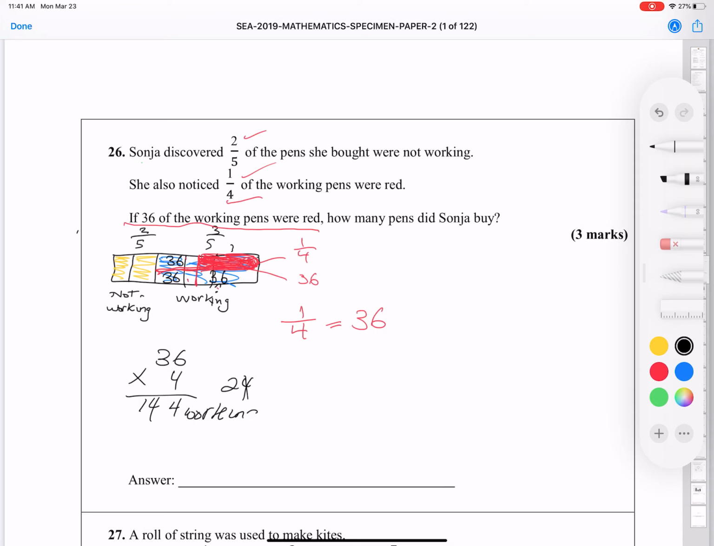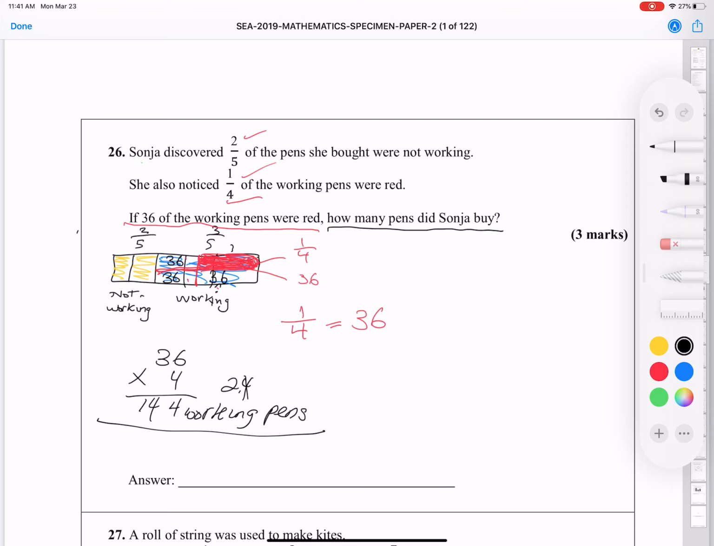Words do help you in your explanation and your statement writing. Sometimes you forget what you were working out, you get distracted. Write words as well, please. So there are 144 working pens. I'm going back to the question. If there are 144 working pens, they want to know how many pens Soja bought. How many pens did Soja buy?